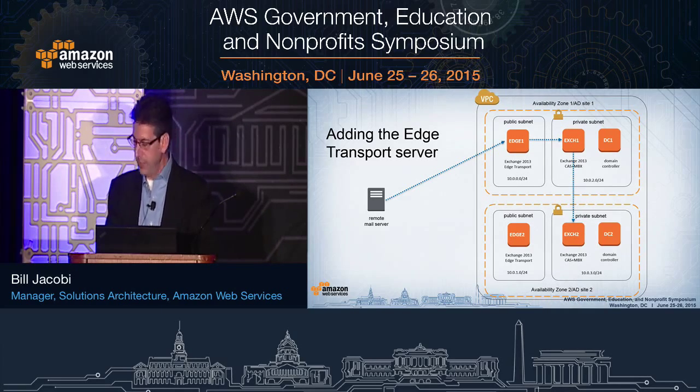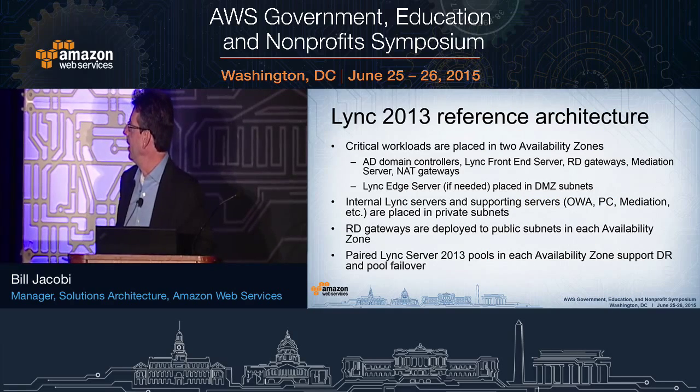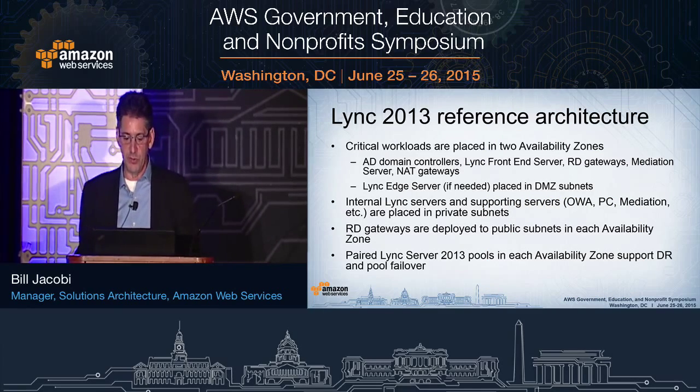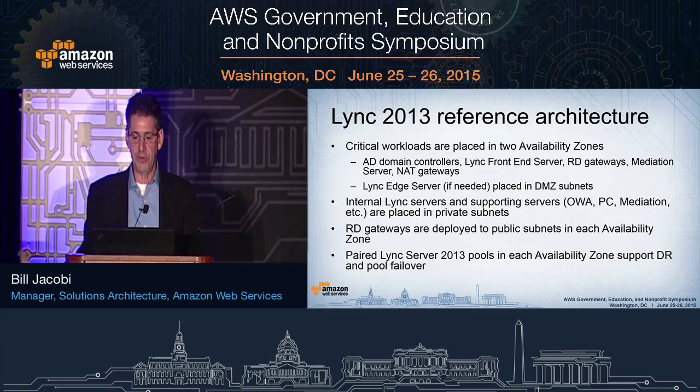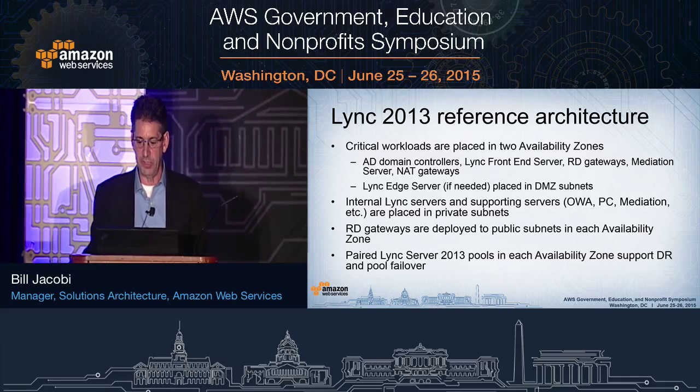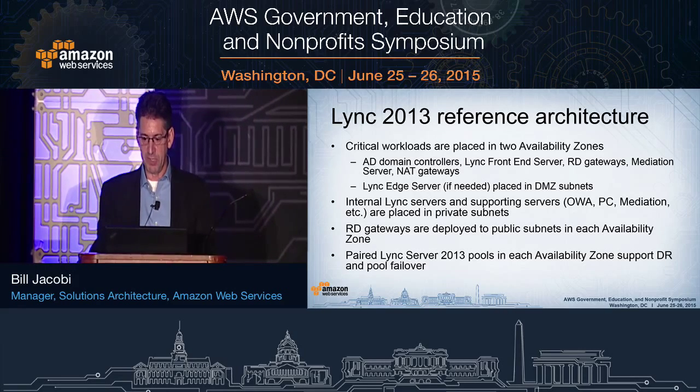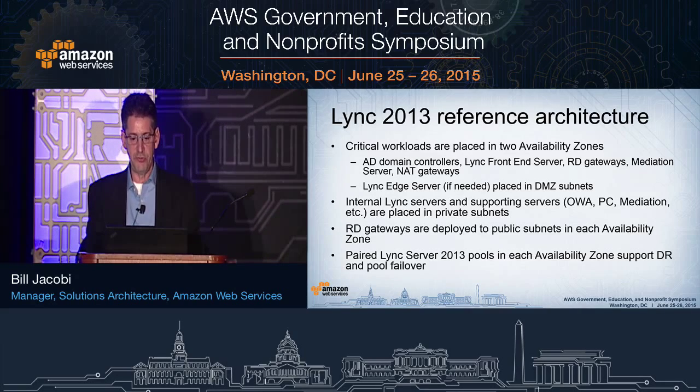Okay, so let's talk for a minute about Lync. In the case of Lync 2013, we also have a reference architecture. The guidance tends to be very similar here, in which we're dividing critical workloads across paired AZs. And just like in the previous example, in this case, domain controllers would be split across paired availability zones.